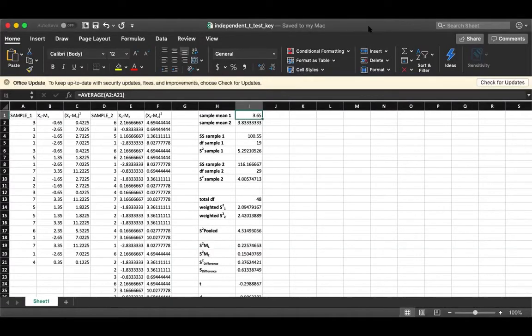So I would pause the video here and try to do what I just said, calculating that S squared pooled, before listening to this part of the video where I'll go through how you do it.